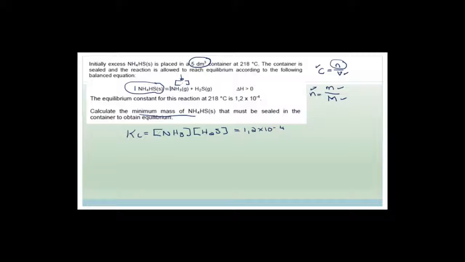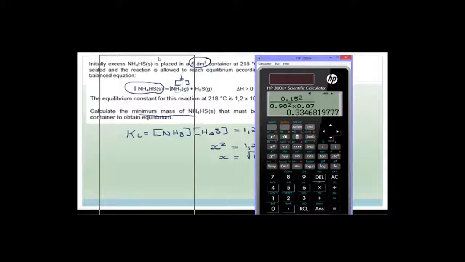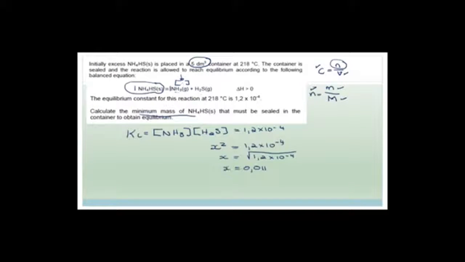So we're looking at the concentration of these two, and because they're in a ratio of 1 to 1, we can say x squared is equal to 1,2 times 10 to the negative 4. Okay, with me? So therefore, we can say x is the square root of 1,2 times 10 to the negative 4. If I get my calculator out, square root, 1,2 exponent negative 4 equals 0,011. So that there is the concentration of both ammonia and the hydrogen sulfide. It's the same thing. Okay, they're going to have the same concentrations.